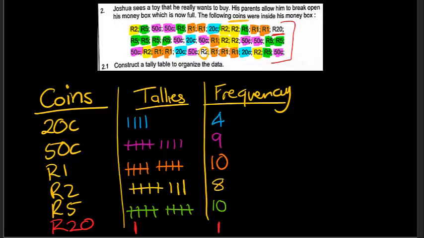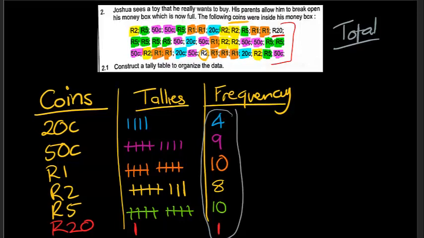Now, what I don't have at the bottom there is my total. Let's see if we can calculate the total. The total in terms of the frequency is how many coins we basically have, and we are going to add all of this together. Now, obviously, this 20 rand is not a coin. So maybe we rename this from coins to money.